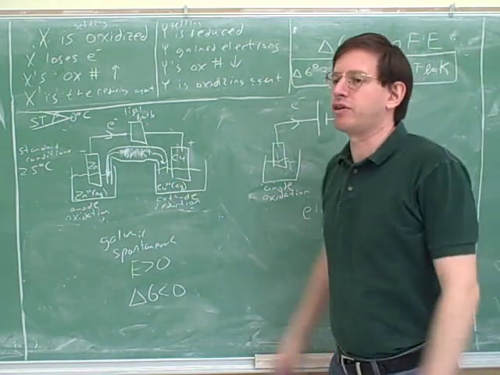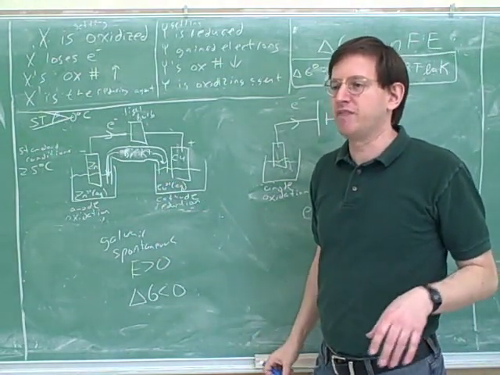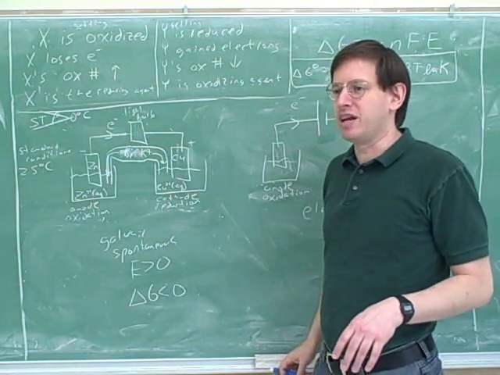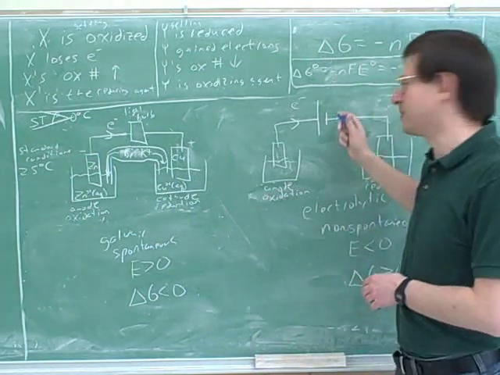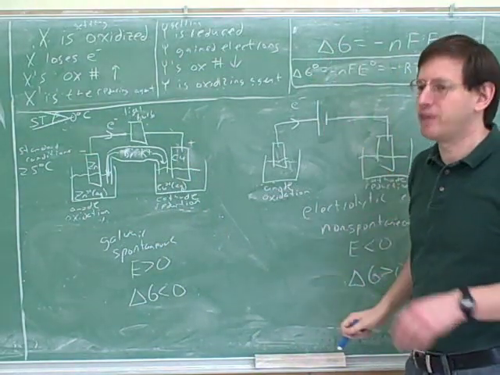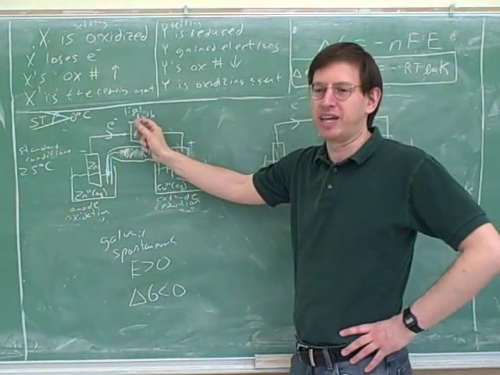So you can just look at a diagram, a picture, and see whether it's supposed to be galvanic or electrolytic. If they put in an appliance, it's supposed to be galvanic. And if they put in an outside power source, that's because it's electrolytic. Or putting it another way, if there is no outside power source, it can only be galvanic.